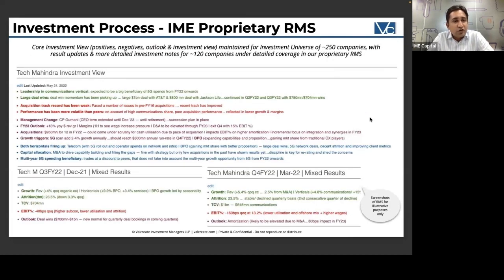What you're seeing are just short snapshots of the RMS, but just so that you know, we look at over 250 companies, and for over 120 companies, we have very clearly detailed documented views around what we like, don't like, the outlook, the investment view, quarterly data, and a lot of other things. This is just a very small snapshot of this tool that we use in-house.